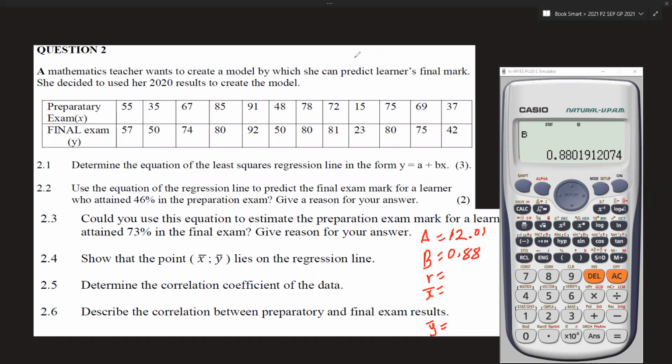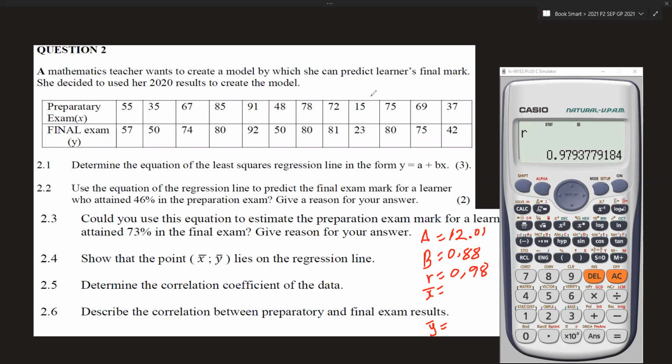Okay, then now we need R, né? Repeat the step again: AC, shift 1, 5, R is 3. So 3 equals is 0.98. So your R is 0.98. Now we need X and Y. Remember, these are means. This is the mean for the X-axis, this is the mean for the Y-axis. Okay.